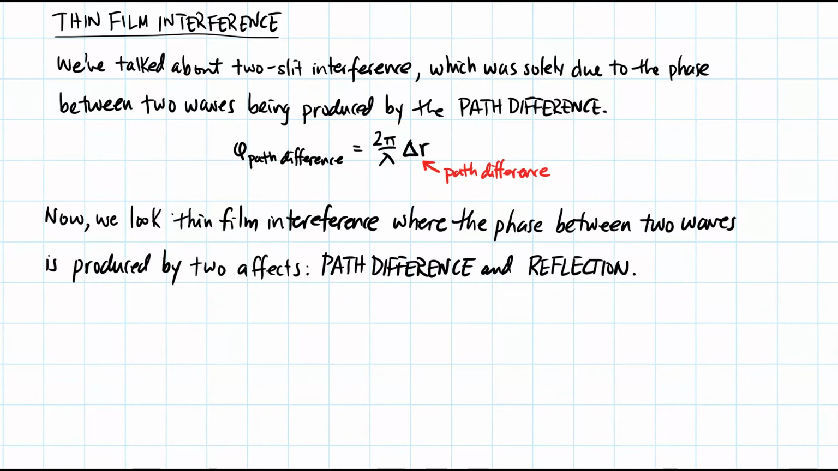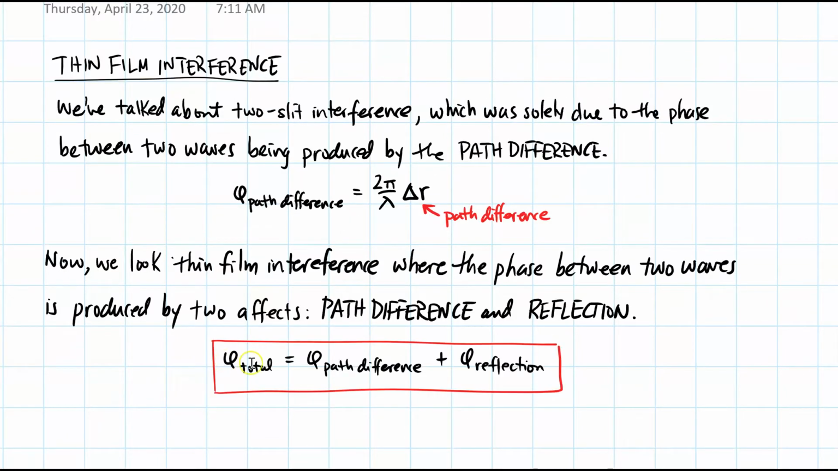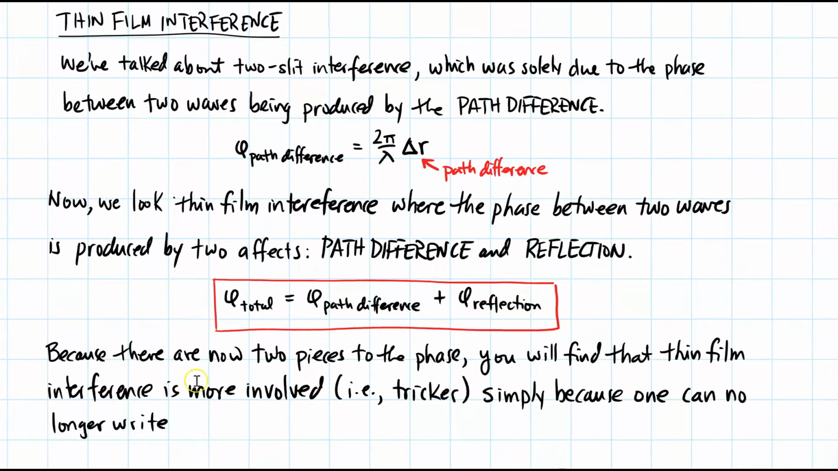Now we look at thin film interference, where the phase between two waves is produced by two effects, path difference and reflection. That means the total phase between the two waves has a piece that's path difference and another piece that's due to reflection. Because there are now two pieces to the phase, you'll find that thin film interference is more involved.